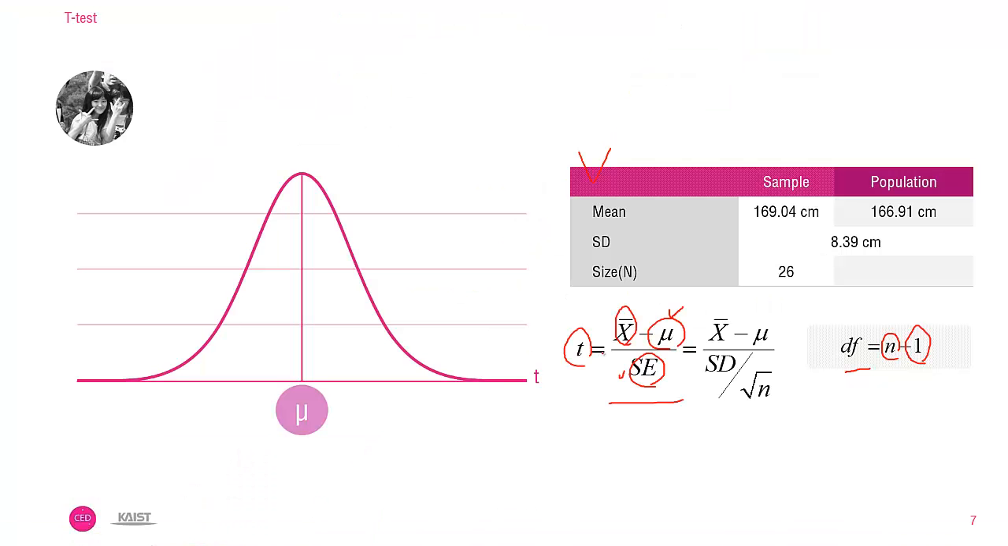Therefore, although we have observed that our students are bigger than the population, and for that moment I was very happy, the statistics yielded that this difference is just observed data and statistically not significant.